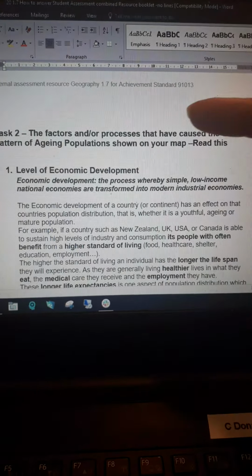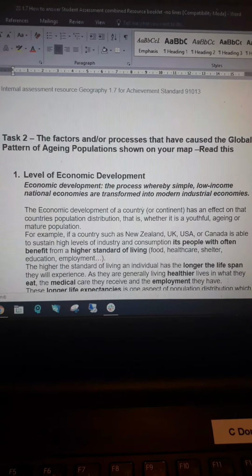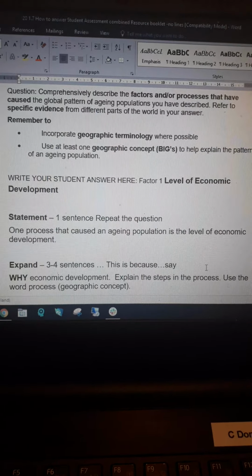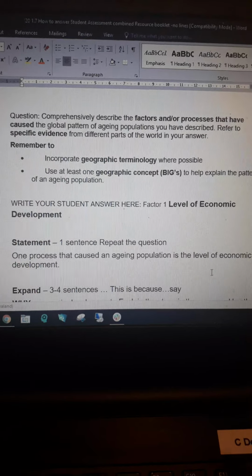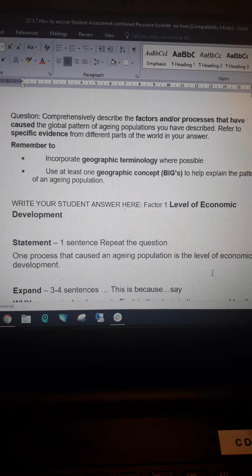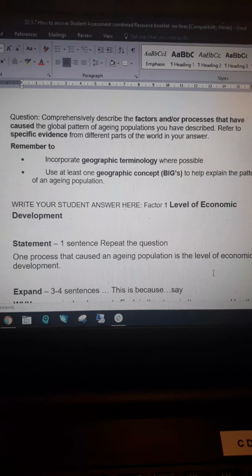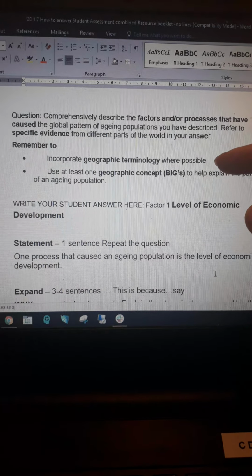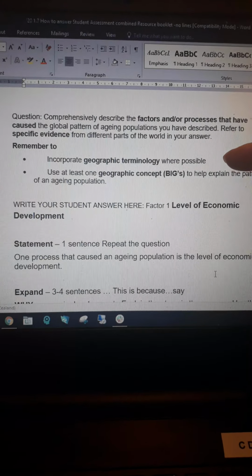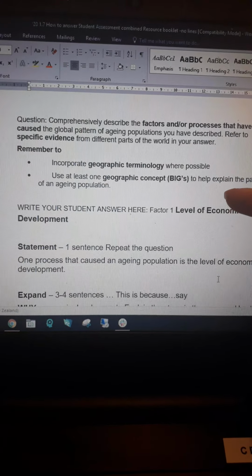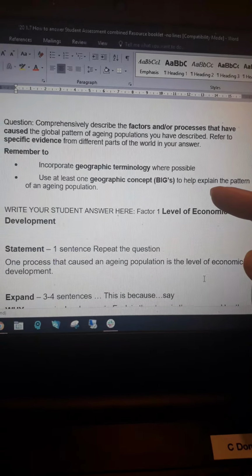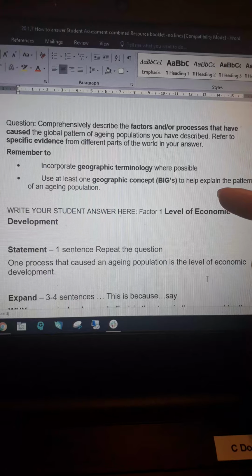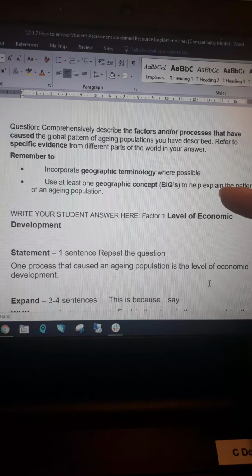So you read this information here and you write it in your own words to answer the question down here. To answer the question, you need to comprehensively describe the processes that have caused the global pattern. You need to include geographic terminology, that's like names of countries and hemispheres and continents, and you need to include a geographic concept. The concept I want you to use is, I want you to write in at least once in every paragraph the word process. Process is the concept we're going to use in this question.